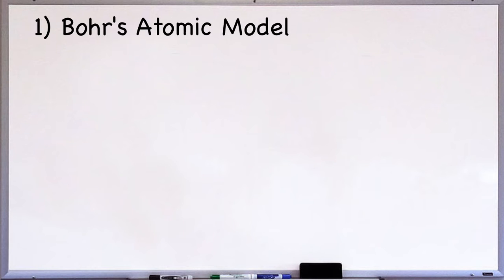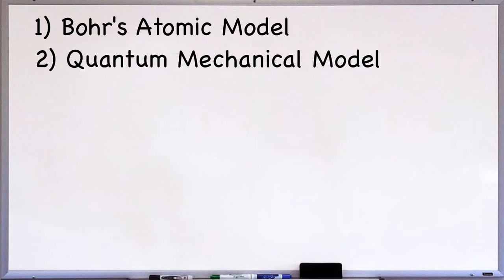Early ideas about atoms had electrons moving around the nucleus without any consideration for specific patterns of movement. Instead, electrons were believed to have moved around randomly. As the field of chemistry evolved, more was learned about atoms, and it didn't take long for scientists to agree that this early concept of the atom was flawed. Today, there are two atomic models that are used. The first of these is Bohr's atomic model, and the second is the quantum mechanical model.